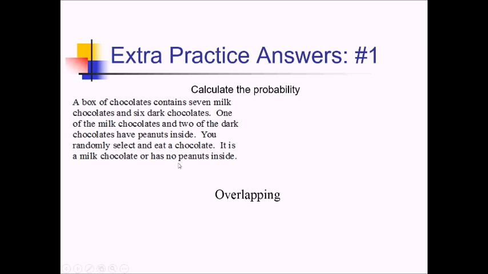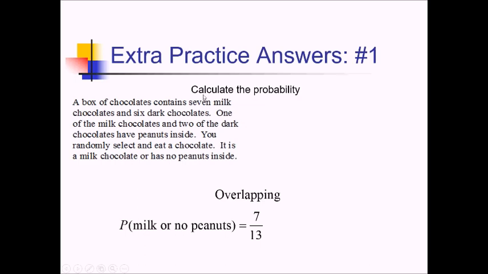So let's do this now. Probability of milk chocolate or no peanuts. Let's do the milk chocolate probability first. I think that's the easier of the two. So overall, total possibilities, we had 7 milk chocolates and 6 dark chocolates. That's a total of 13 chocolates altogether. And out of those, for milk chocolates, there's only 7 of those. So 7 out of 13 chance of getting a milk chocolate, whether it has nuts or not.